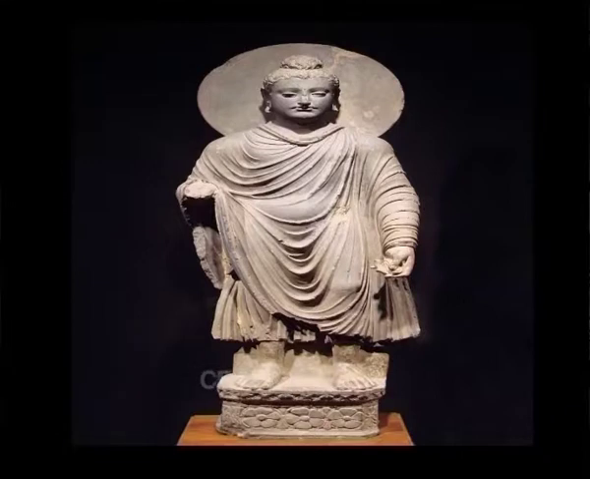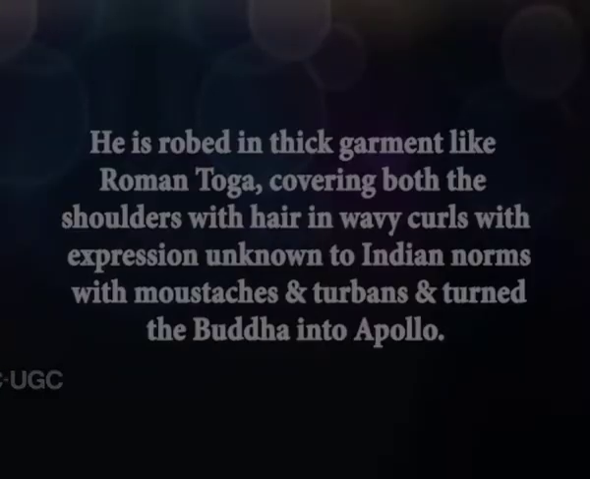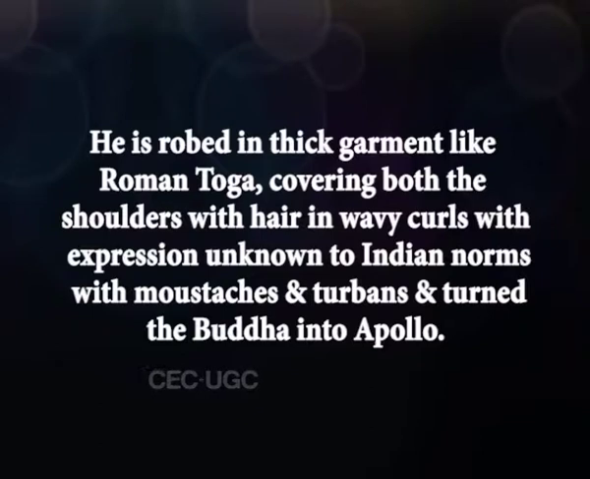Although bearing all the iconographic marks and traits of the Indian tradition, the Gandhara Buddha is rendered in terms of a divine figure of the Greco-Roman pantheon. He is robed in a thick garment like a Roman toga, covering both the shoulders, with hair in wavy curls, with an expression unknown to Indian norms, with mustaches and turbans, and turned the Buddha into Apollo.